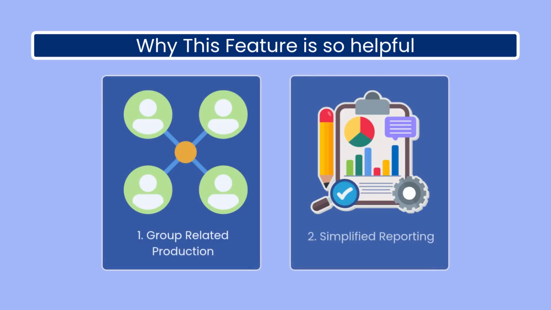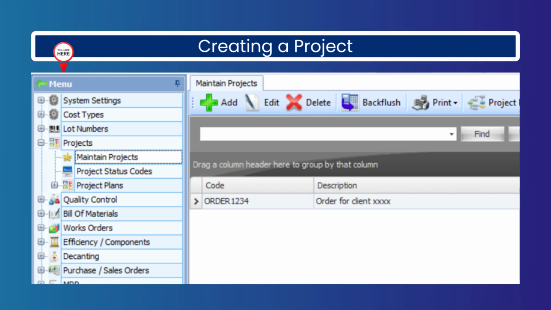Projects allow you to link multiple bill of materials and works orders under one roof. This improves your system health by making sure your data is accurate and easy to find when you need to run a big picture report. Let's take a look at how to set one up.